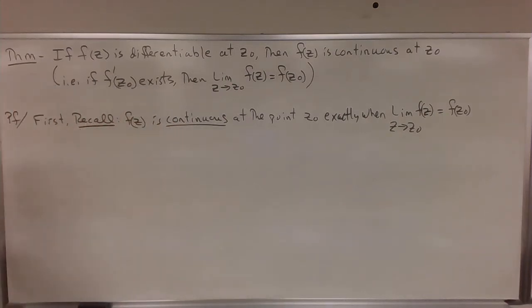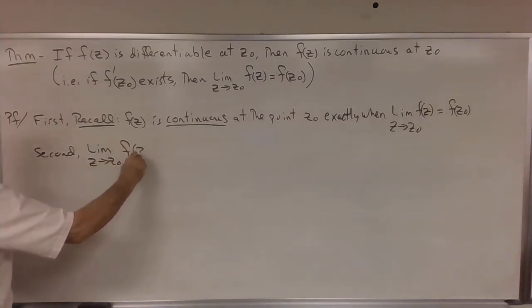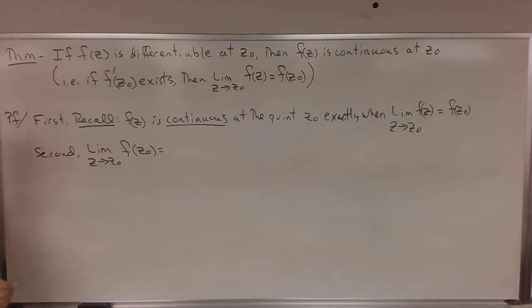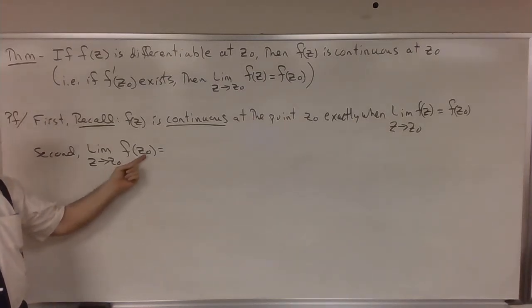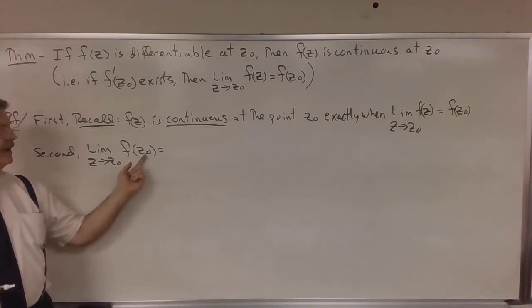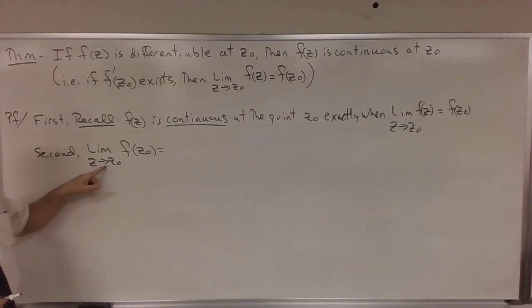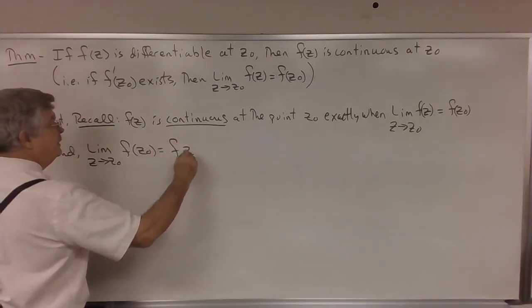Another thing that I'm going to refer to here: the limit as z approaches z naught of f of z naught. What do you think this should turn out to be? Well, remember what f evaluated at z naught is. Z naught is a constant, so this is f evaluated at a constant, which means this is the limit of a constant, so we're going to get what? The constant, right? F of z naught.